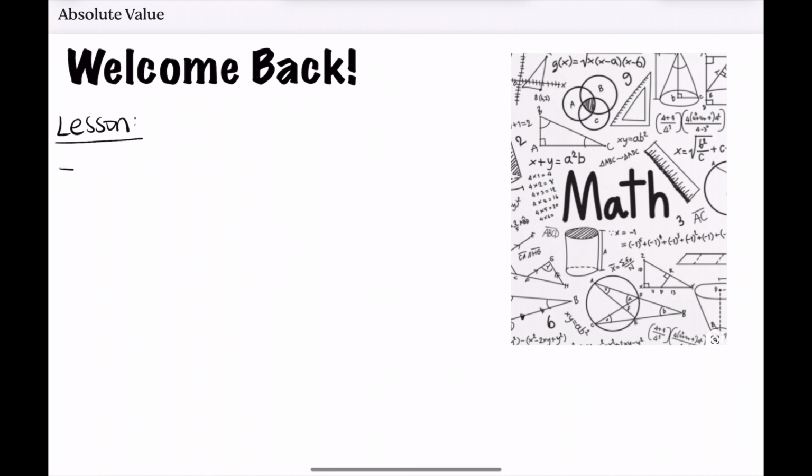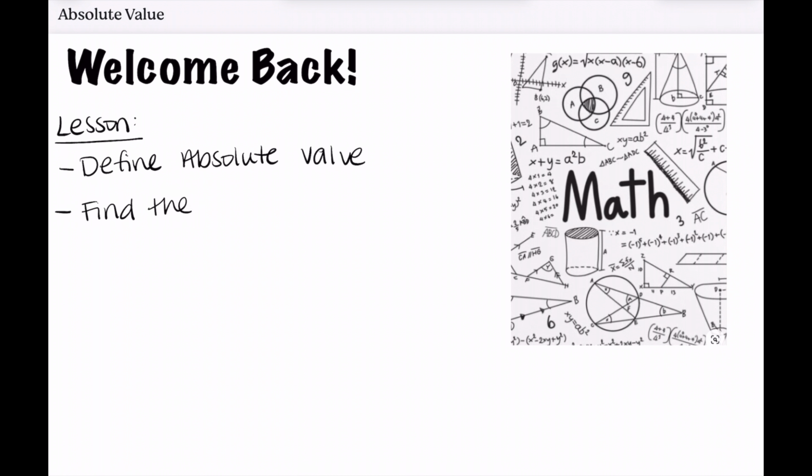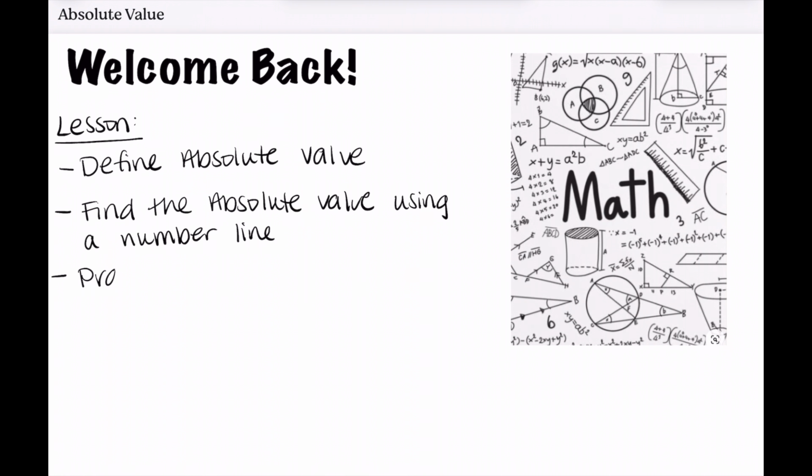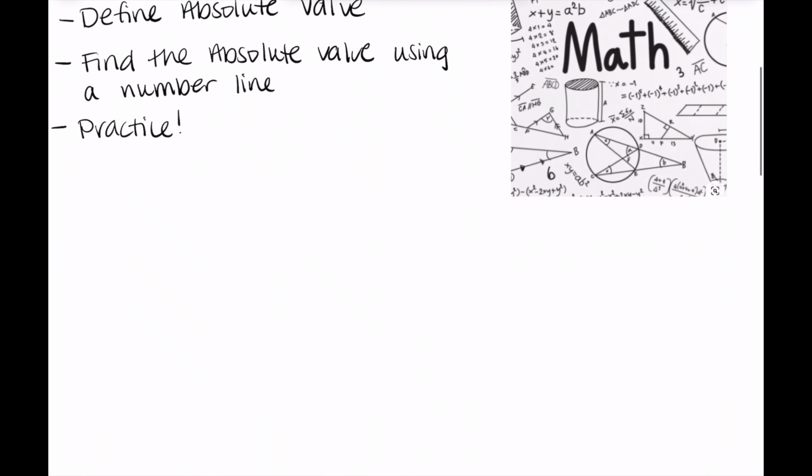In today's lesson, we're going to do a video on absolute value. We're going to split our lesson up into three main sections. First, we're going to define what absolute value is. Then we're going to find the absolute value using number lines. And then we'll get into a few other types of practice questions.